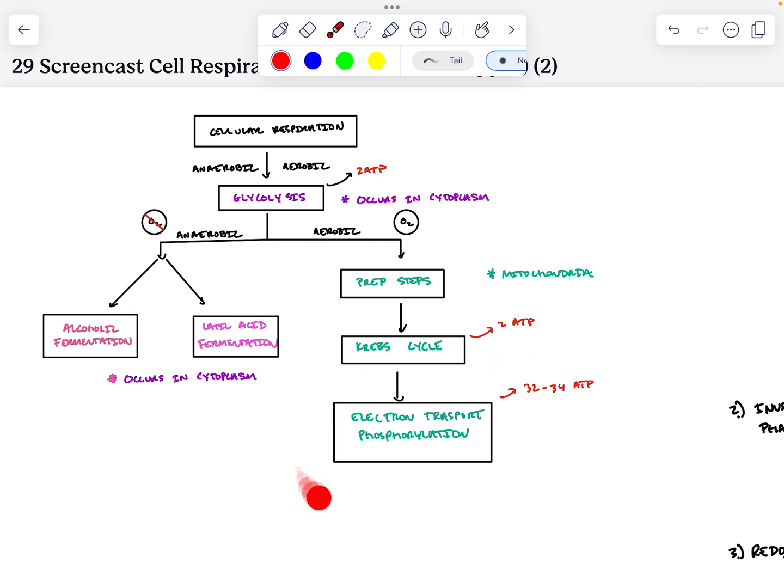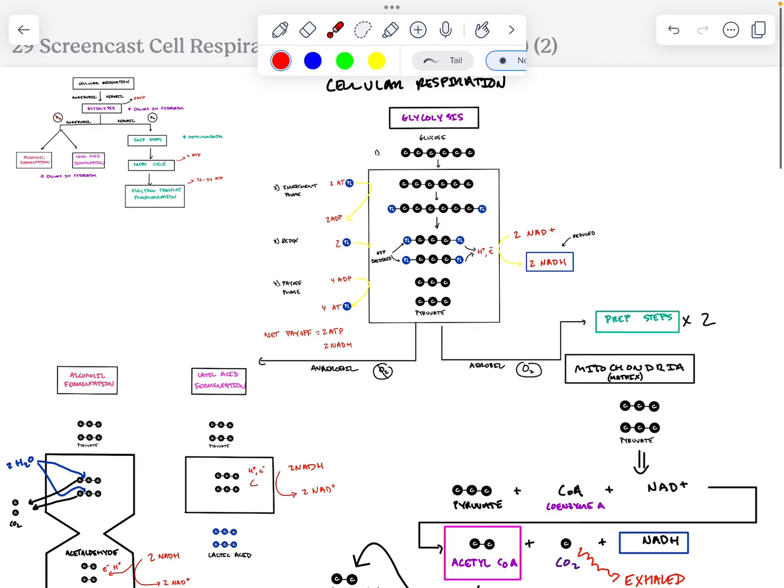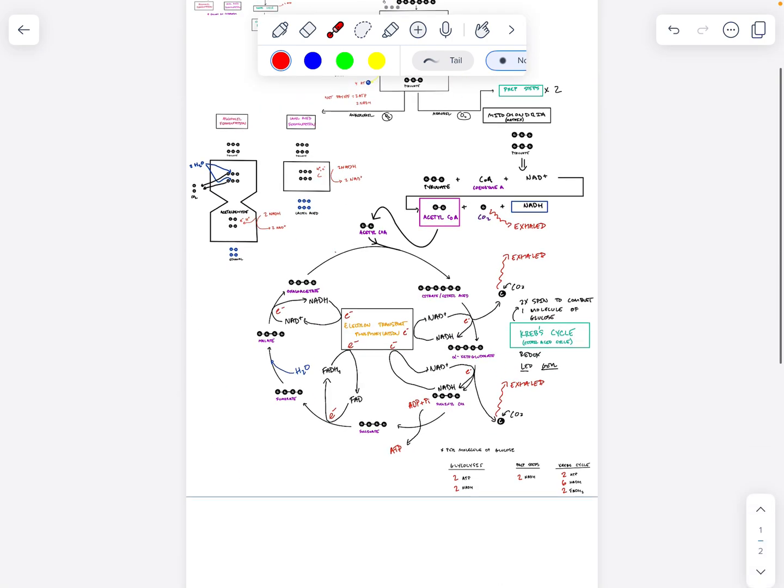So you're going to see next screencast how these ATP molecules are actually synthesized. The most ATP of this whole system is created in our last step, electron transport phosphorylation. Okay, that's all.